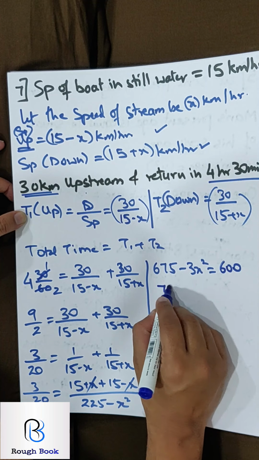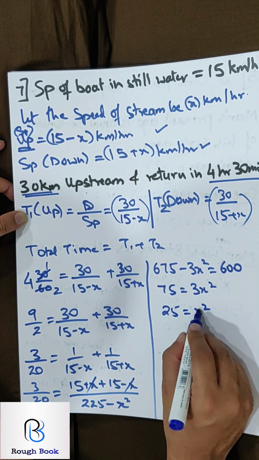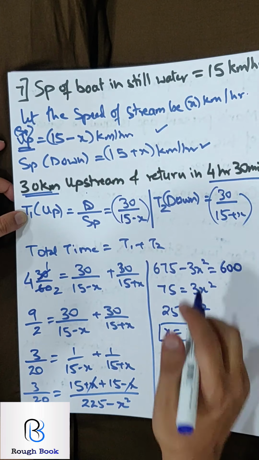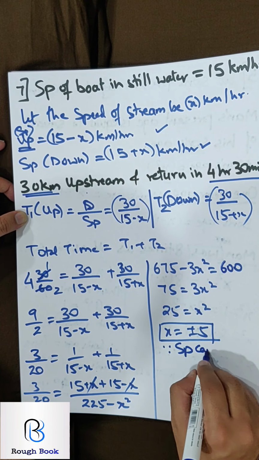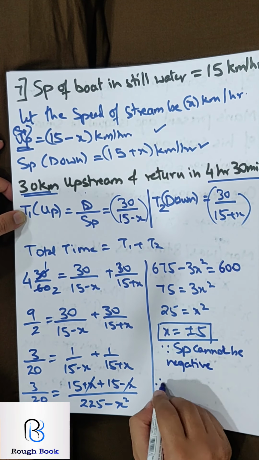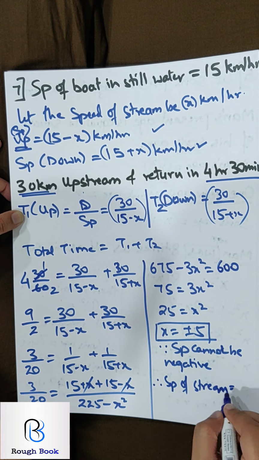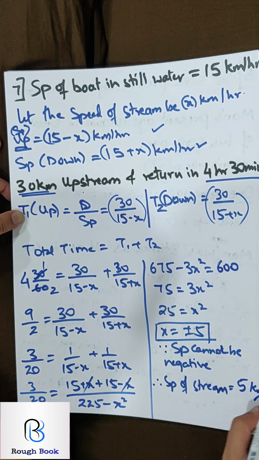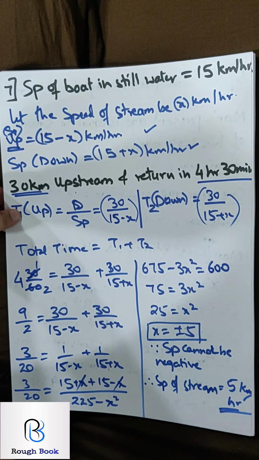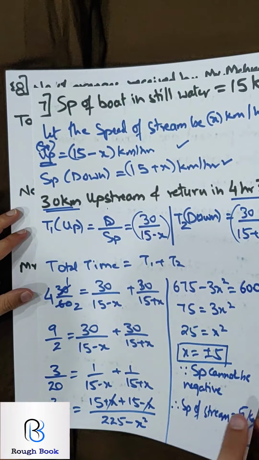So 600 come here, I'll get 75, 3x square on the other side, 3 cancels, so 25. So value of x becomes plus or minus 5. You will not consider minus because speed can't be negative. So you say speed cannot be negative. Therefore, speed of stream is positive 5 kilometers per hour. Did you manage to get this correct? Wow, that's good if you got it. So now you can go in the boat with whom you know that. Let's go with the next one.